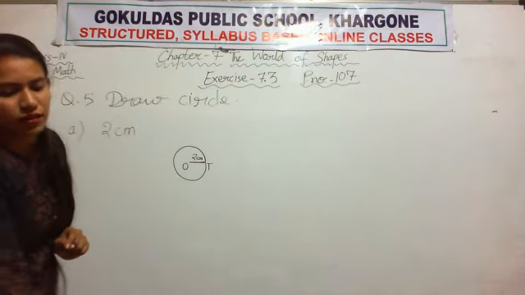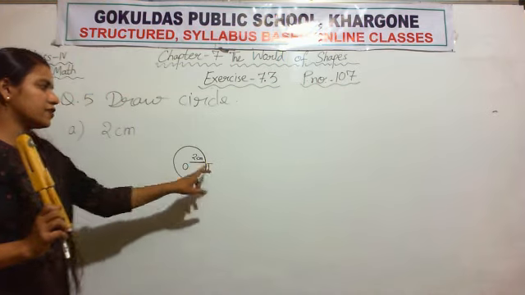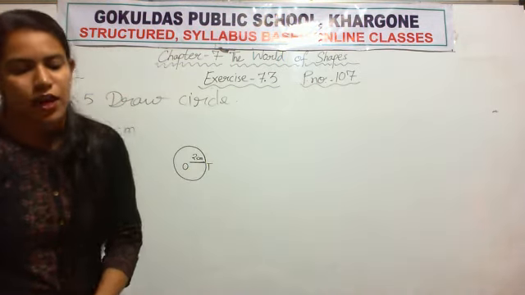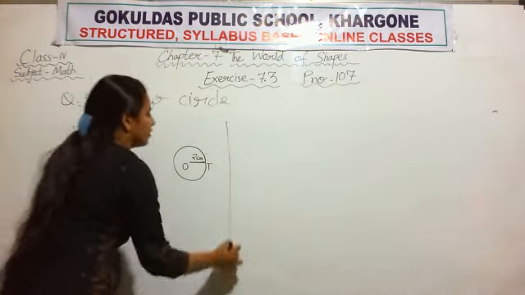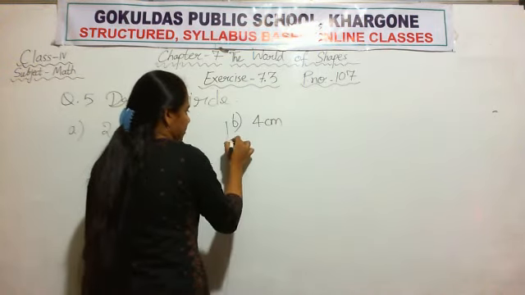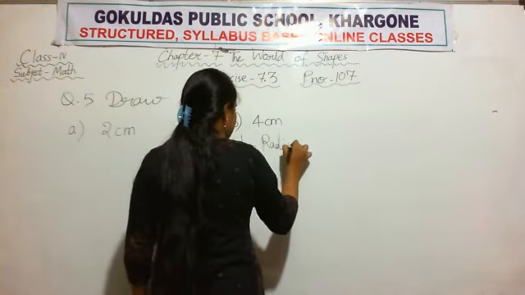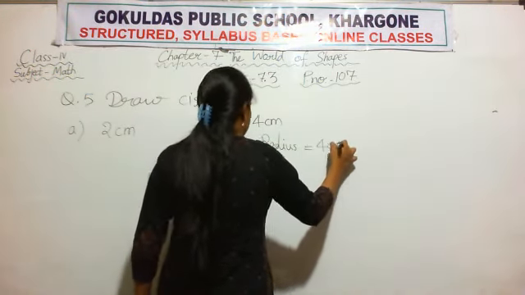So by using a compass we can draw circles. So this circle is of 2 centimeter. Now let us do the next one, B. The given radius is 4 centimeter.